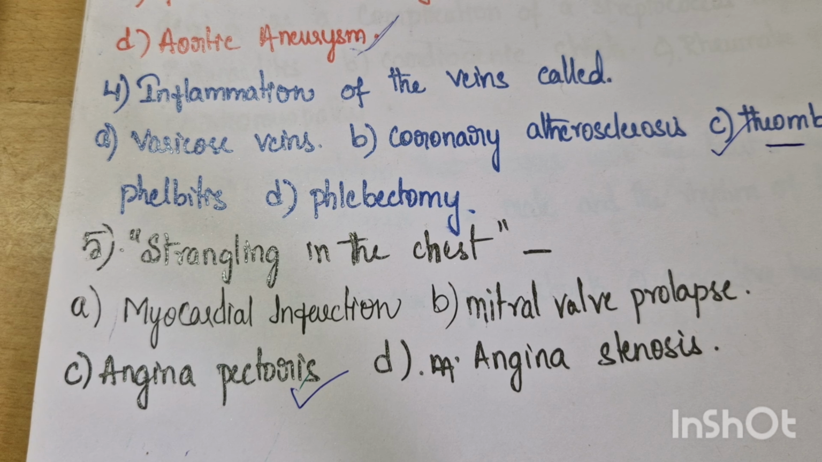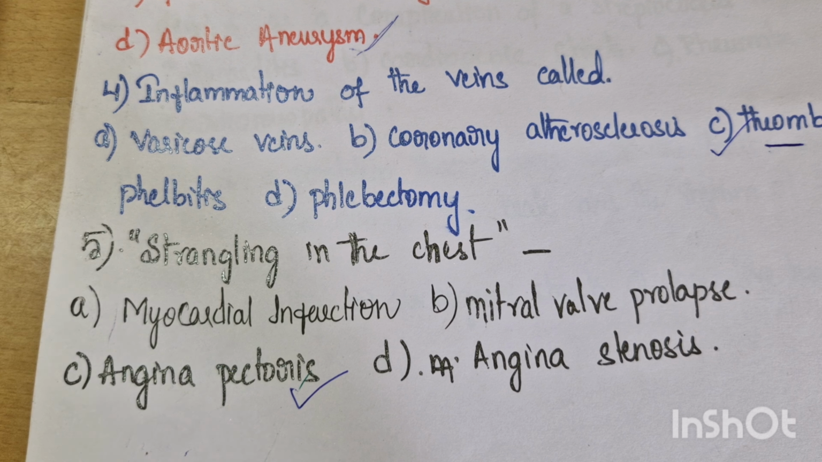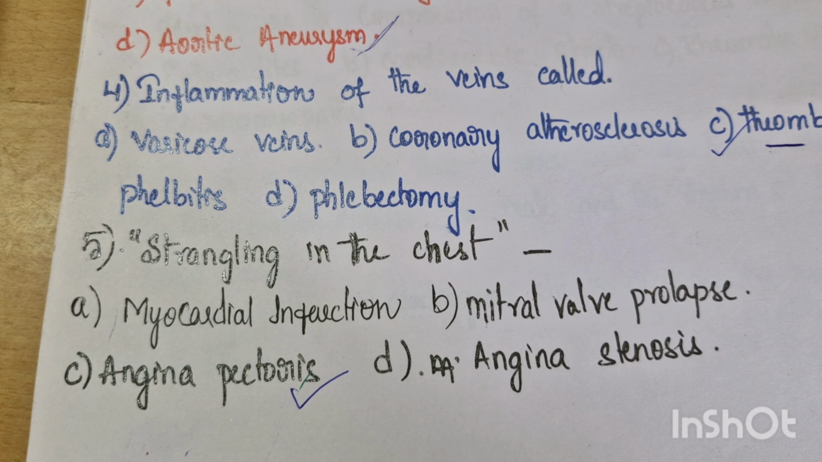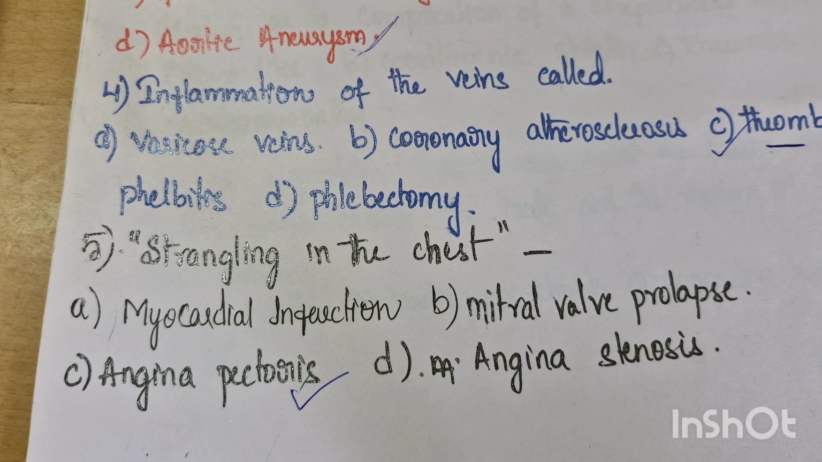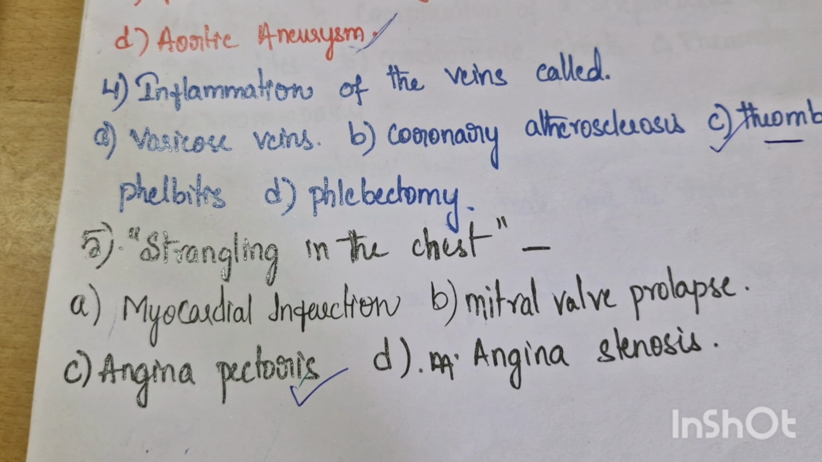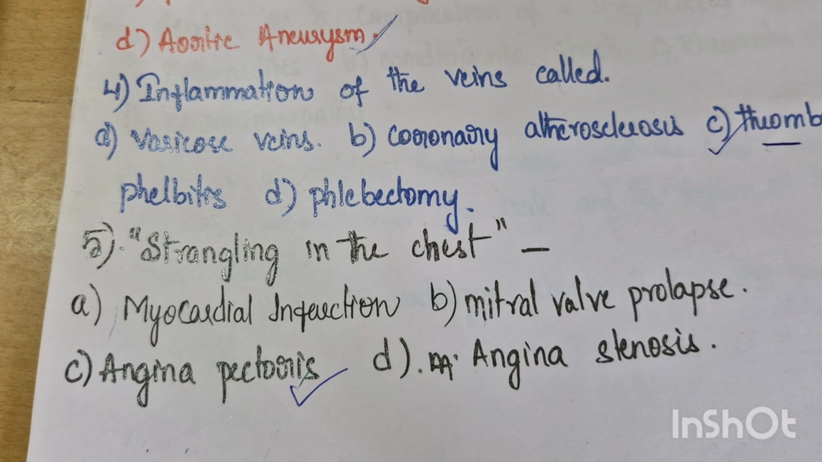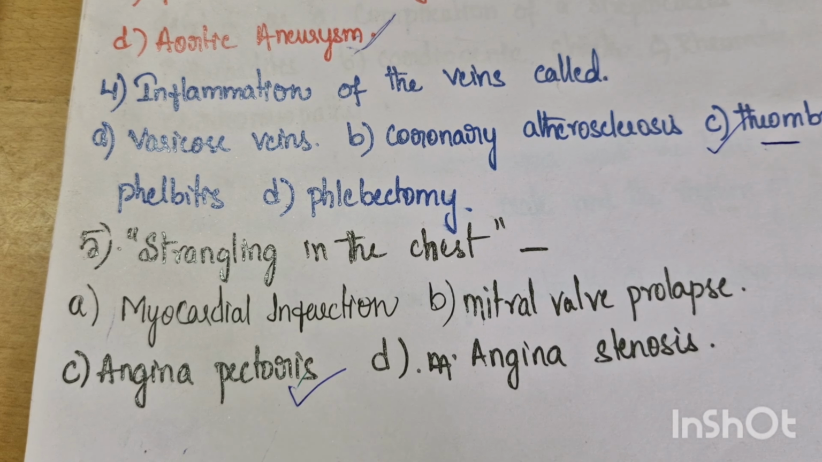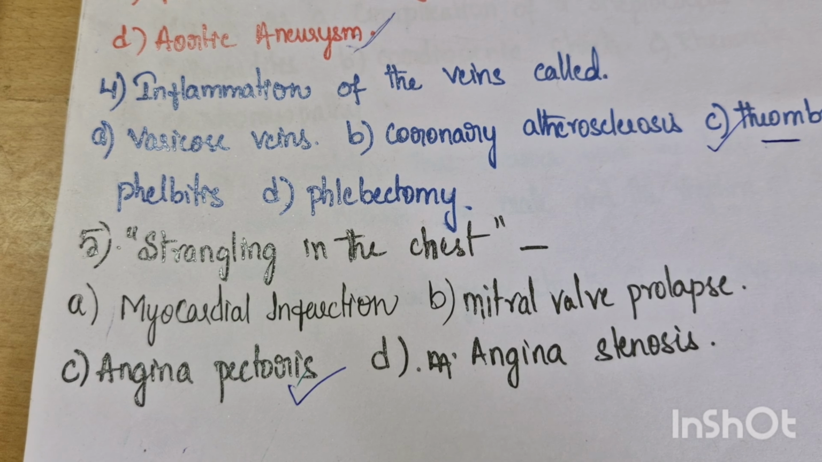Angina stenosis: there is no such word as angina stenosis. Stenosis means narrowing, but angina is the Latin word used to express pressure or a pain in the heart. Okay? So that is this thing. But stenosis, narrowing, is what here? So there is no such word like angina stenosis. They just give words like these in order to confuse you. So the strangling in the chest means pressure in the chest. That condition is called angina pectoris. The answer is angina pectoris.